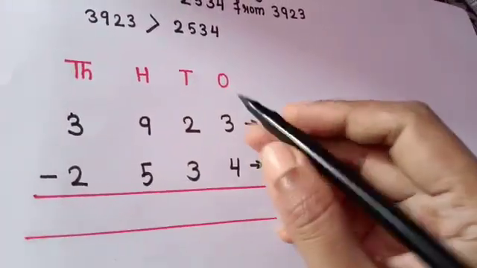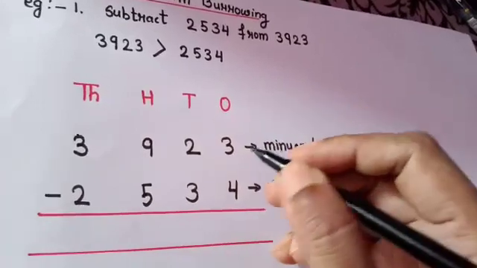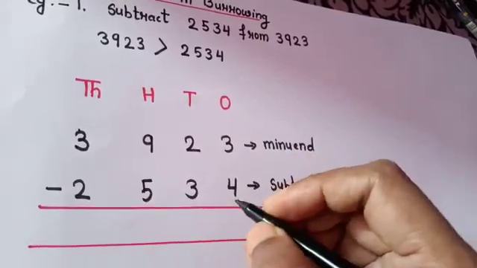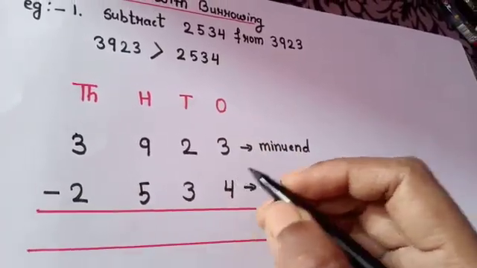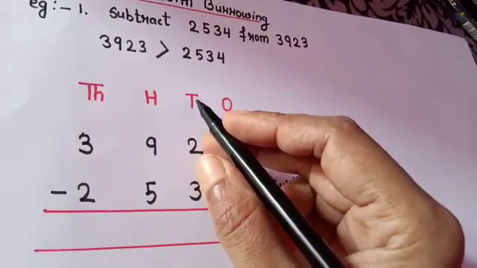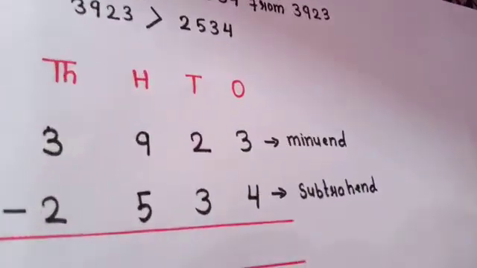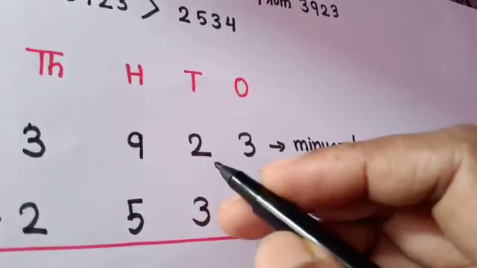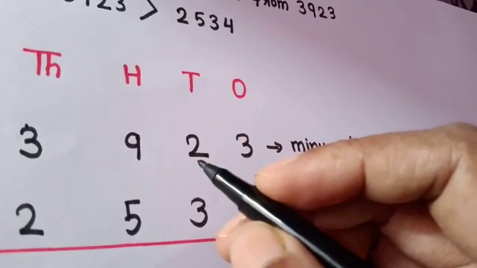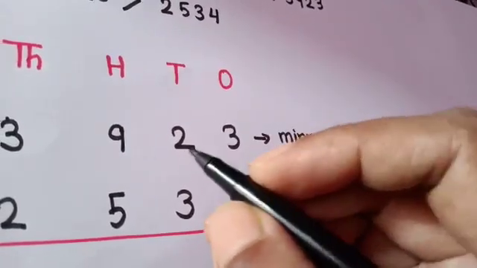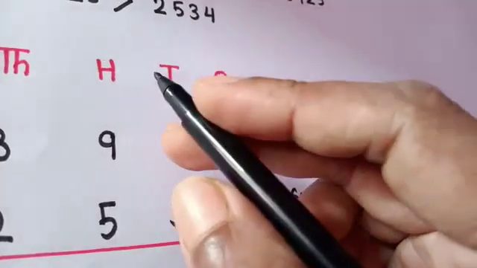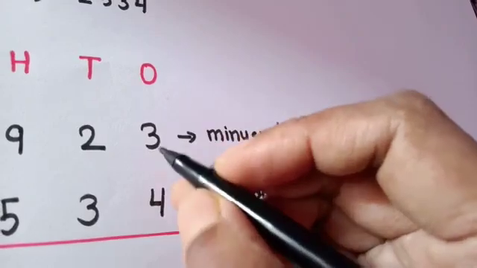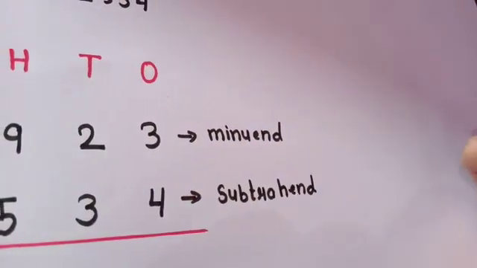So at the place of ones, here is 3 and below the 3 is 4. So we cannot subtract 4 from 3. So we borrow from the place of tens. Here is 2 tens. So from the 2 tens we have to borrow 1 ten from the tens place. So 1 ten plus 3 ones is equal to 13 ones.